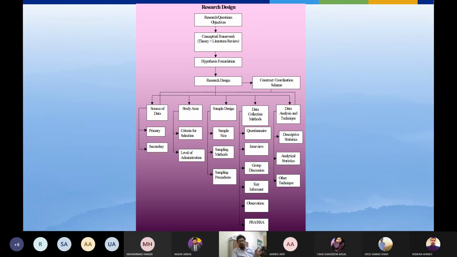But after hypothesis formulation, now we need to know the data. What is the source of data we are going to be collecting? Will it be primary or secondary? If it is primary, how will the primary data be collected? Face-to-face interviews, questionnaires, household surveys, expert interviews. So these are primary. Secondary sources include the literature review. Research design will help you define that.